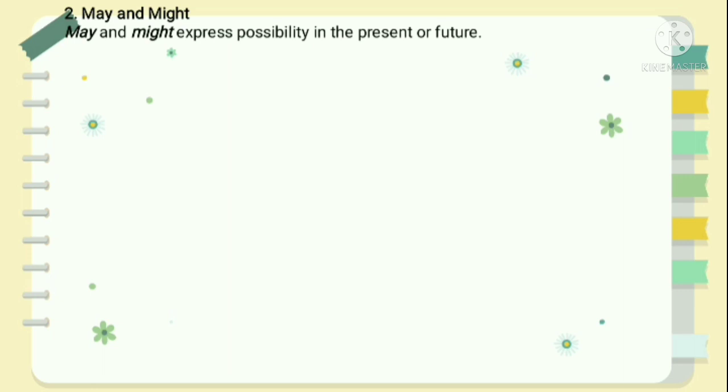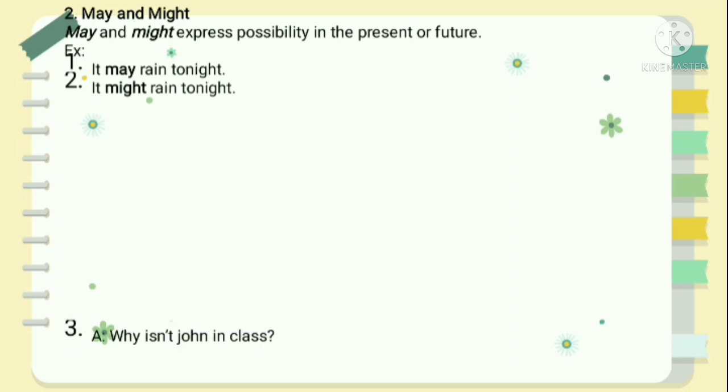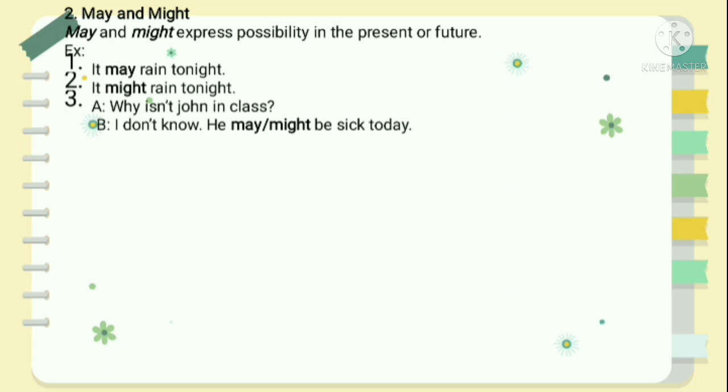May and might here basically have the same meaning. However, might is less used in spoken English. This is commonly used in a very formal situation. For example, it may rain tonight. Number 2, it might rain tonight. Number 3, A: Why isn't John in the class? B: I don't know, he may or he might be sick today. So they have the same meaning. They express possibility here.